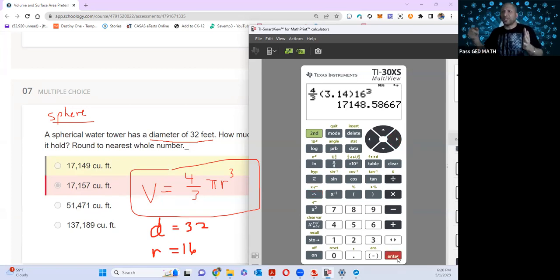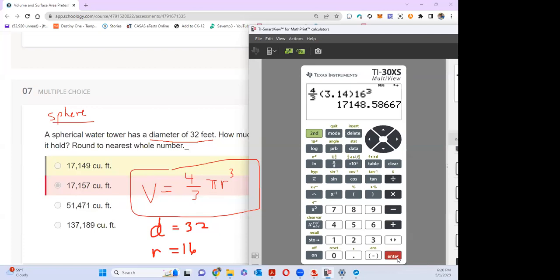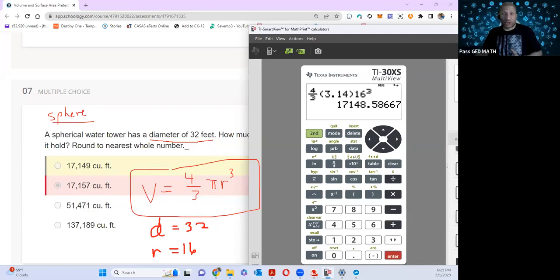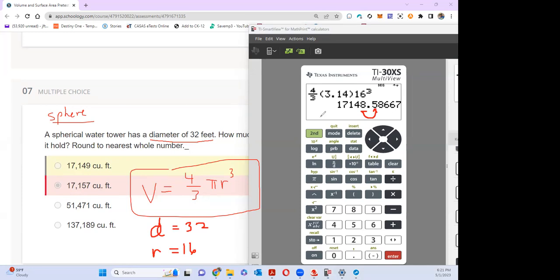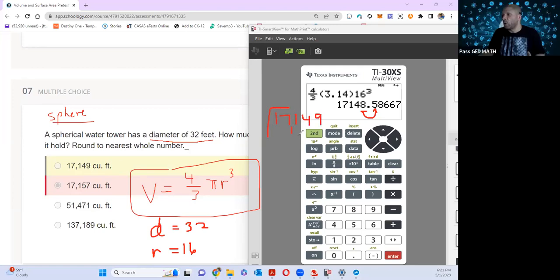Am I done? No, I'm not done, because it says round to the nearest whole number. So let's round it by hand first. If I'm rounding to the nearest whole number, that's the ones place, and I'm looking at the number to the right. Is that 5 or above? Yes. That 8 becomes a 9. 17,149. Everything else becomes zeros.